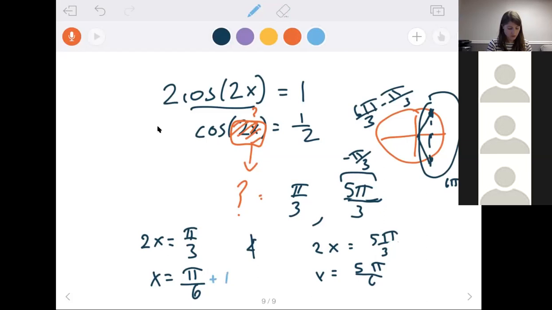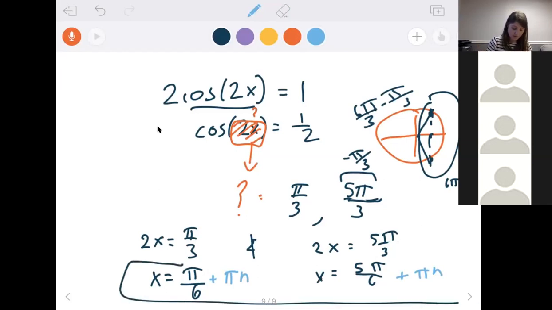You just do plus pi in. You divide that 2 pi by 2, and you're adding multiples of pi. So this should be my equation, or my general solution. And it looks like if I just look here, I have my 2 solutions, and I'm going to be able to tell if I have the rest of them.